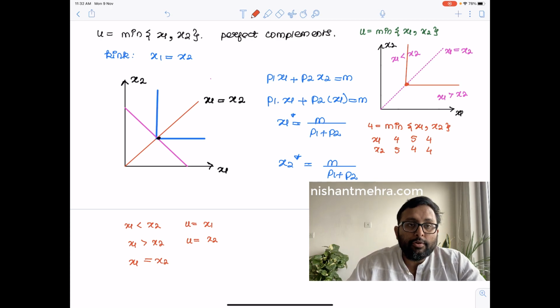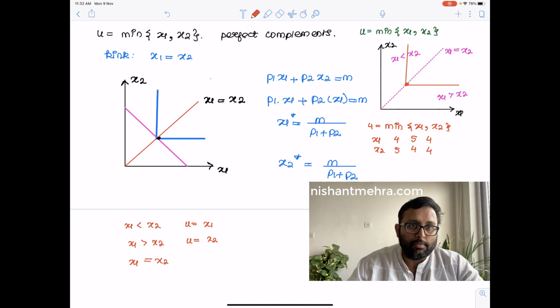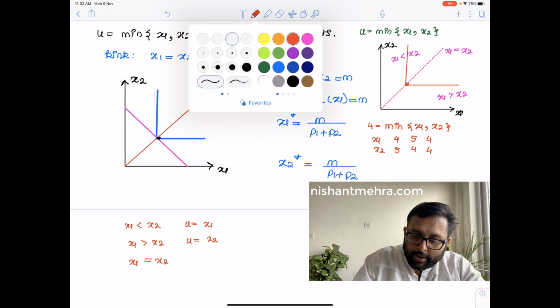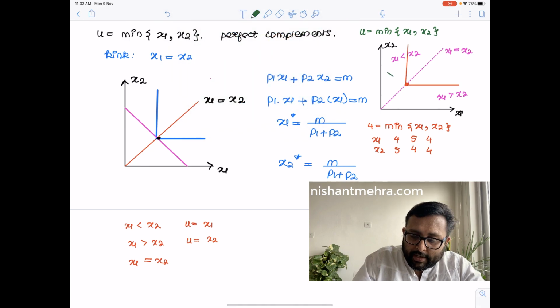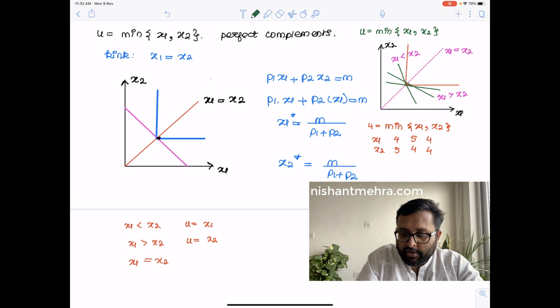Now the question is, can you use Lagrange here? You cannot use Lagrange here because Lagrange could be used only for equality constraints, for differentiable functions, and when there is an interior solution. This function is not differentiable. Why? Because at the point of kink, this could be a tangent, this could be a tangent, this could be a tangent. There are infinite tangents which you can draw. So this is not a differentiable function.